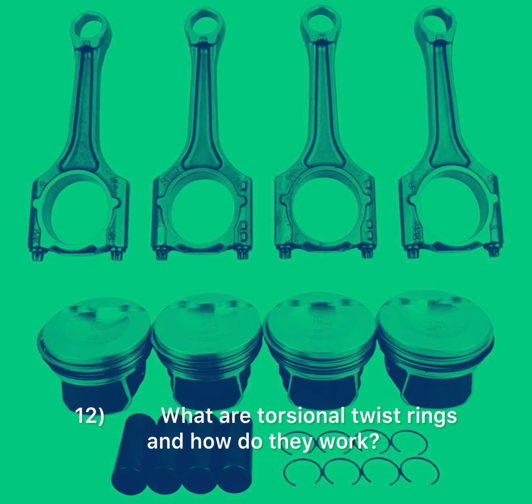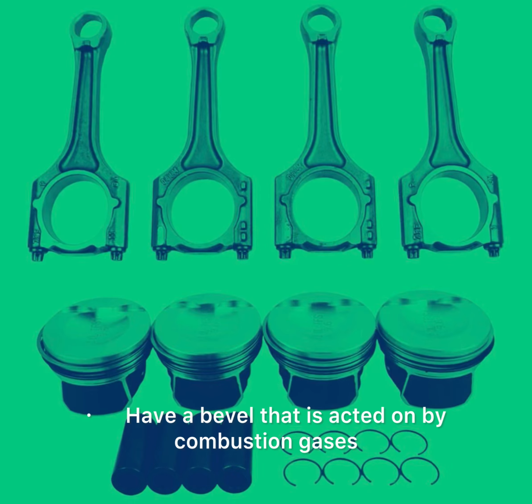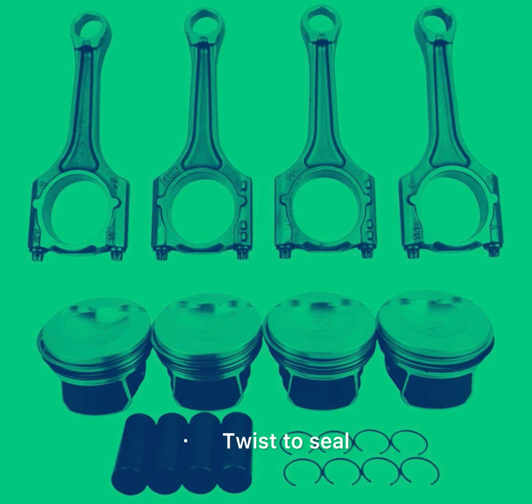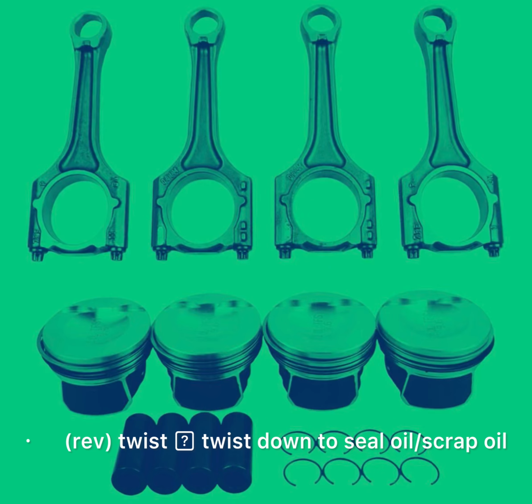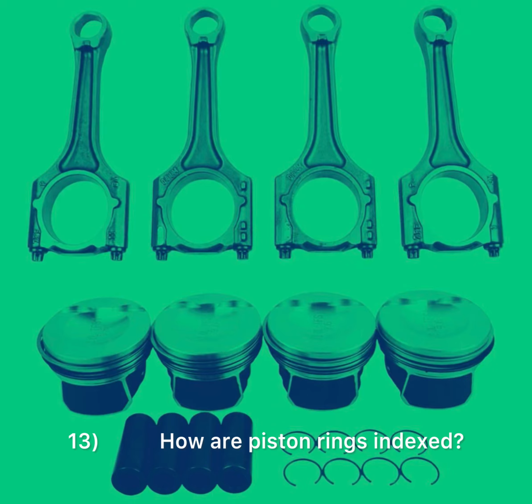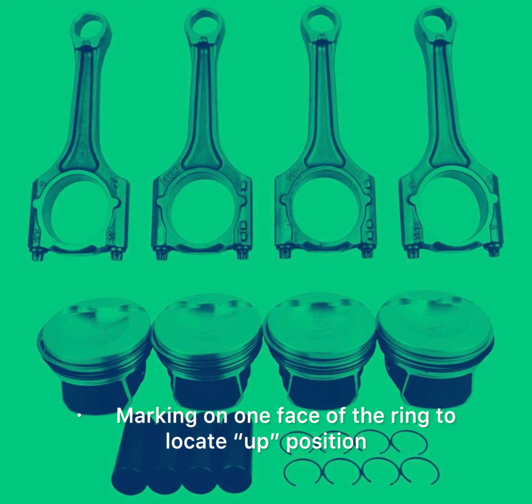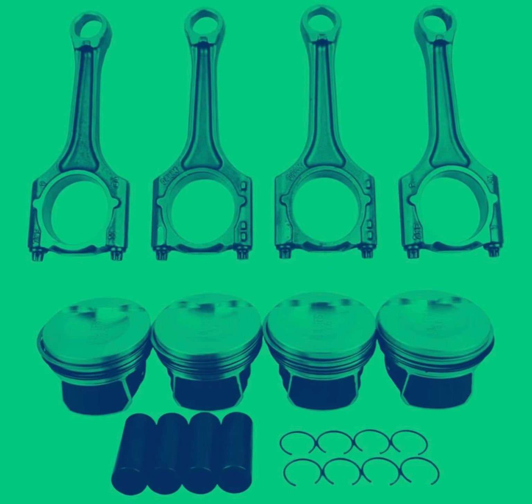12. What are torsional twist rings and how do they work? Have a bevel that is acted on by combustion gases. Twist to seal. Twist up to seal against combustion. Reverse, twist down to seal oil, scrape oil. 13. How are piston rings indexed? Marking on one face of the ring to locate up position. Note ring type in each position. Align gaps as per instructions.